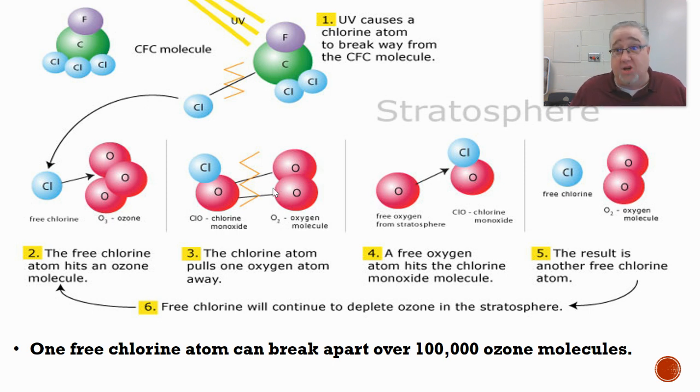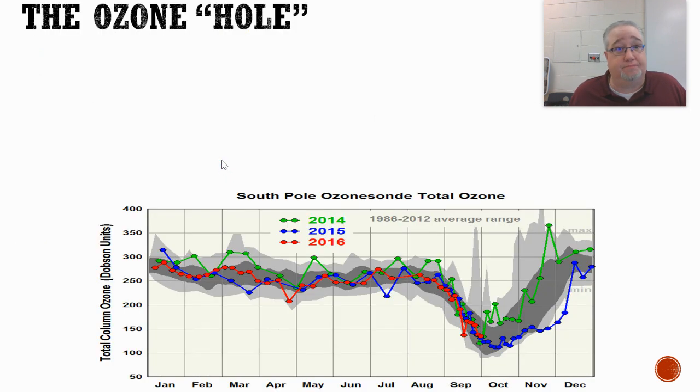And one chlorine atom can do a lot of damage. It says here, one free chlorine atom can break apart over 100,000 ozone molecules. So that's really all you need to know. When CFCs go into the atmosphere, they react with ultraviolet radiation, and they cause the chlorine atoms to break apart, and they are what causes the destruction of the ozone layer. So these chlorines are really bad for the ozone. They basically help to deplete the ozone layer, on an anthropogenic level.